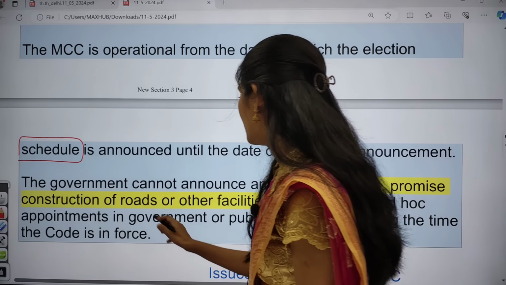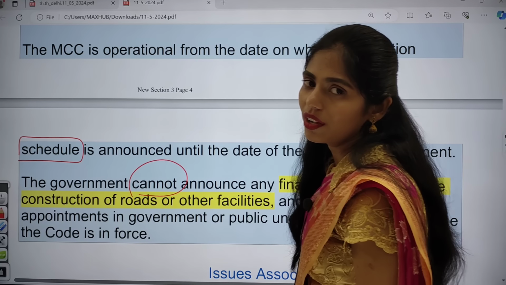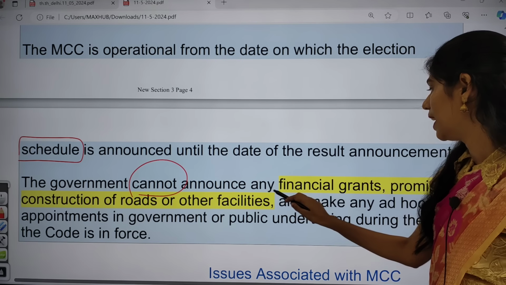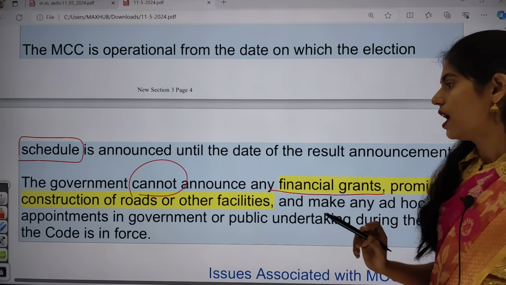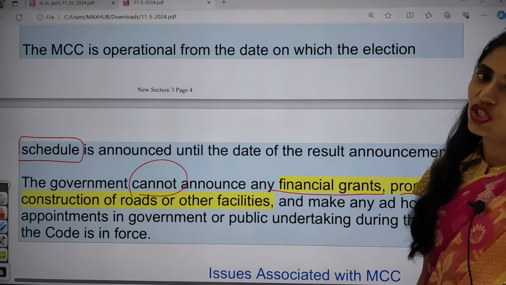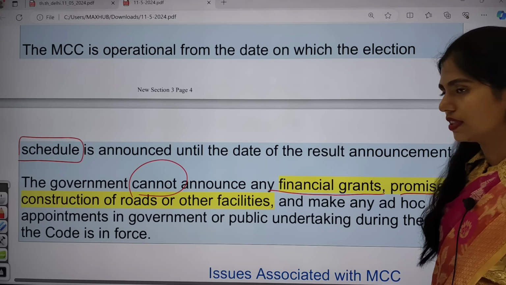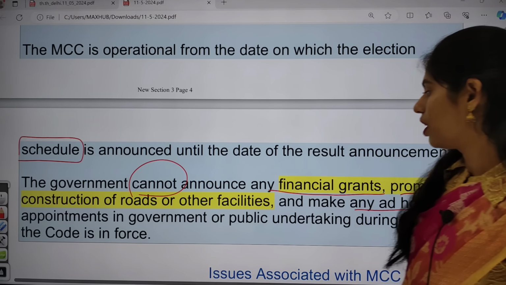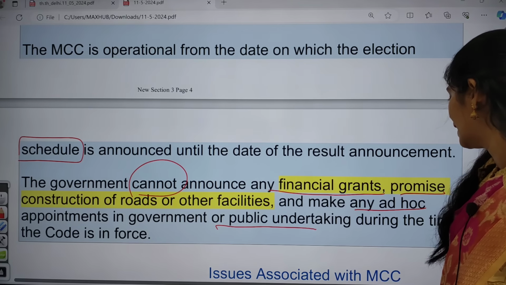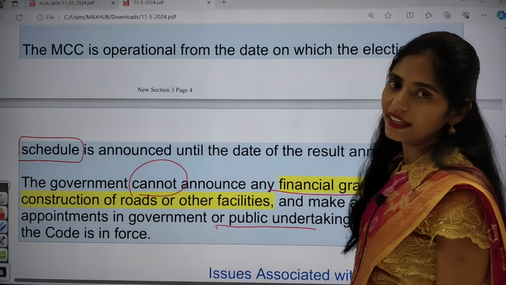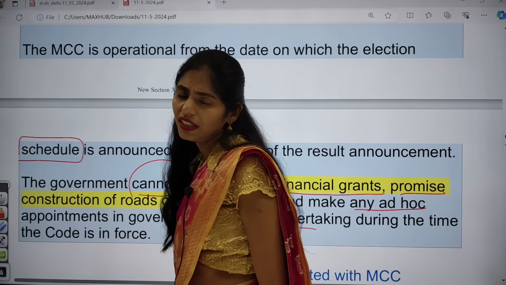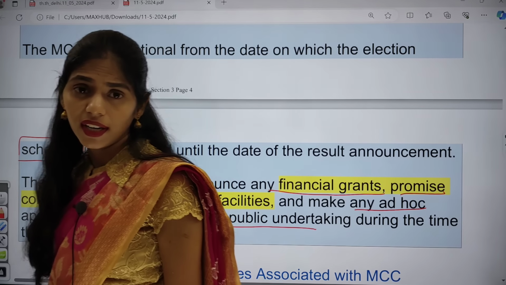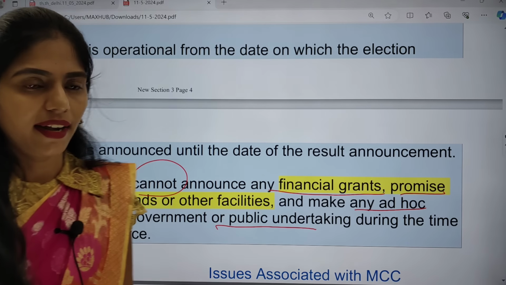Under this model code of conduct, the government cannot announce any financial grants, or even promise any construction of roads or other facilities, and cannot make any ad hoc appointments in government or public undertakings during the time the code of conduct is in force. If they do anything like that, it will be a violation of the model code of conduct.